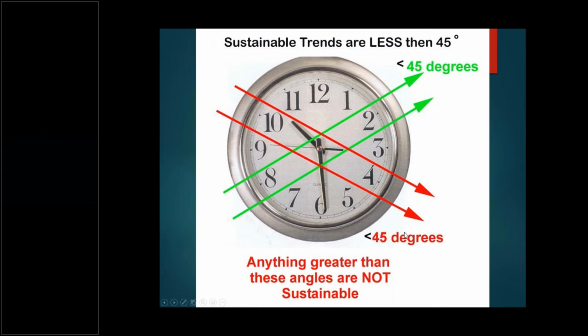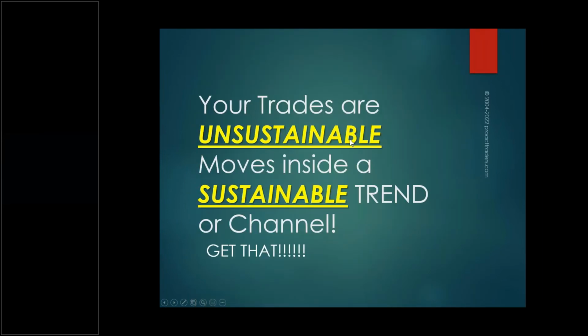So it's important to understand that sustainable trends are just slightly less than 45 degrees, all right? So it's very easy to see. All you've got to do is put your watch up there. If it's 10 to 4 going down, that's 45 degrees. If it's 8 to 2 going up, it's 45 degrees. Anything greater than that cannot be sustained. They will run out of sellers or buyers quicker, right? So that's why the angle is so important.